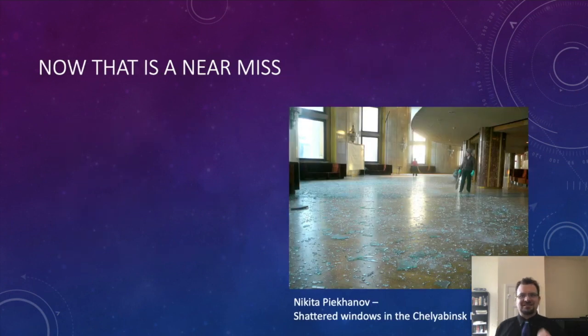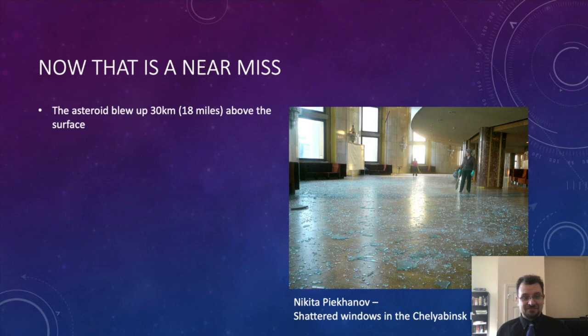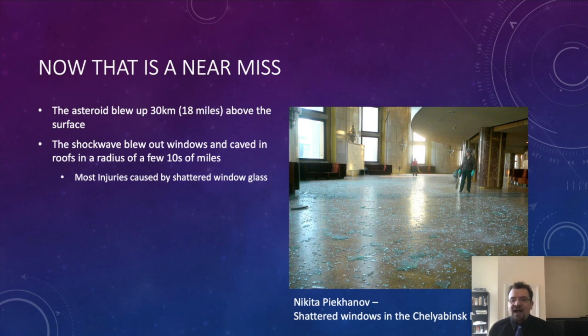So this is a near miss. The asteroid blew up 30 kilometers, or about 18 miles, above the Earth's surface. And the shockwave blew out windows and caved in roofs for a radius of a few tens of miles around the explosion. And most of the injuries that were caused were shattered window glass.